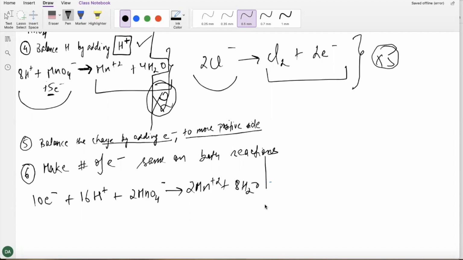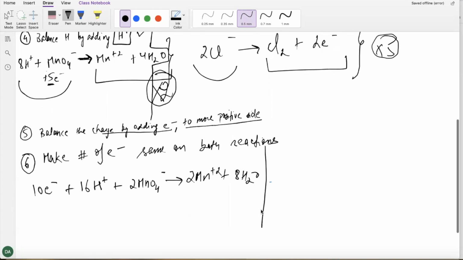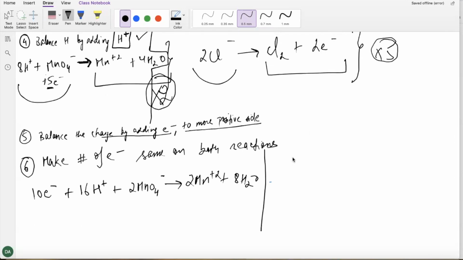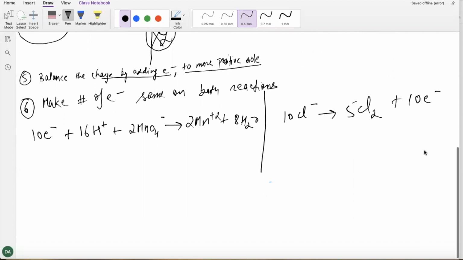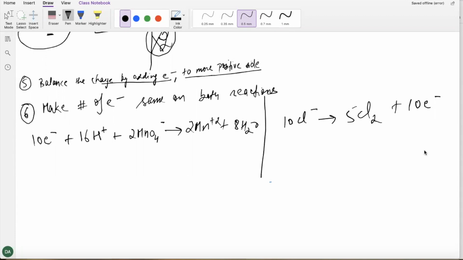Because right now we're not adding the reactions together. We're just multiplying them with the numbers that we wanted to. And then you're going to do the right-hand side. 5 times 2 is 10 Cl minus, giving us 5 Cl2, and then 5 times 2, 10 electrons. Okay. Let me know if you have any questions here.